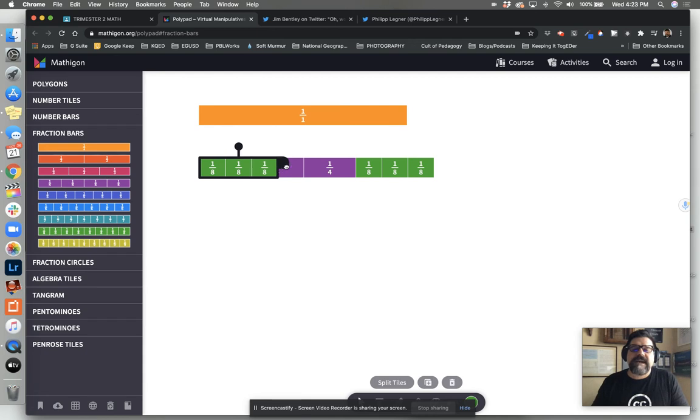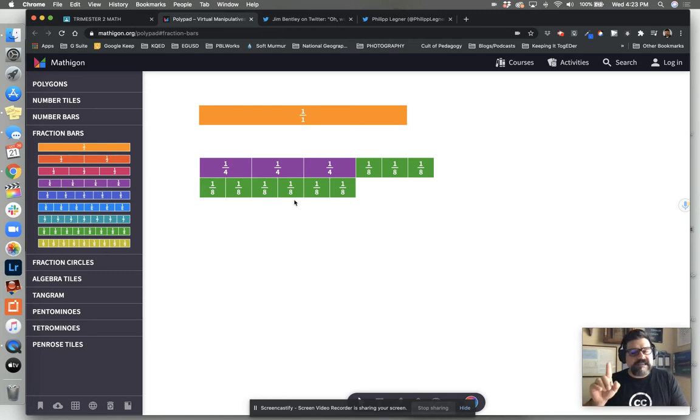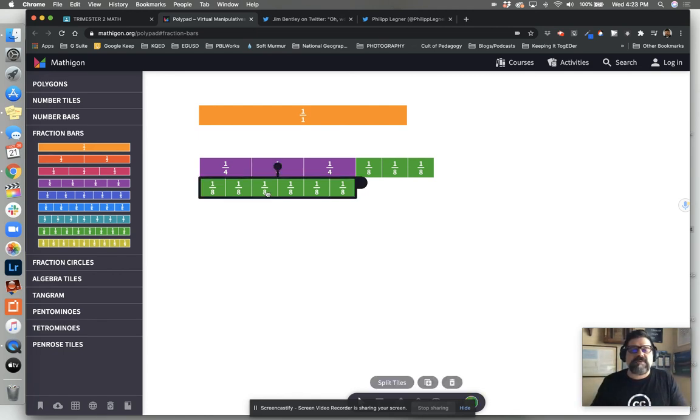If I expand my eighth bar out, it looks like I have a total of 6/8. You could say 3/4 is equivalent to 6/8. They're not the same thing. The fourths are bigger and there's fewer of them. There's only three pieces that are fourths, and the eighths are smaller, but there's more of them. But in terms of value, in terms of length, width, and size, these are equivalent or equal values.